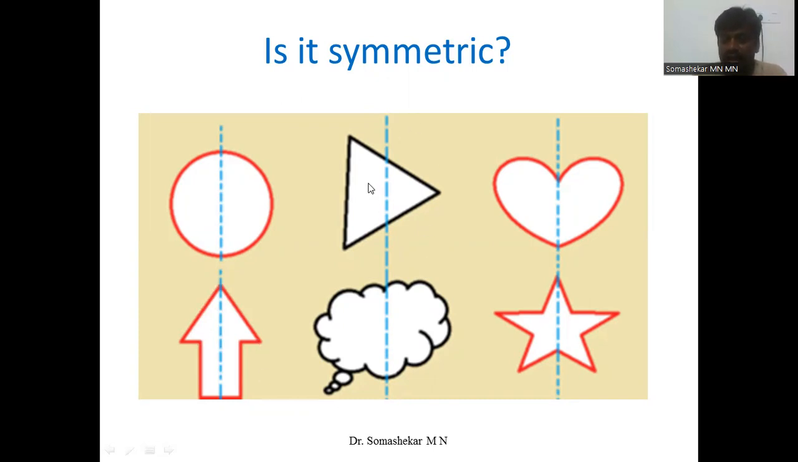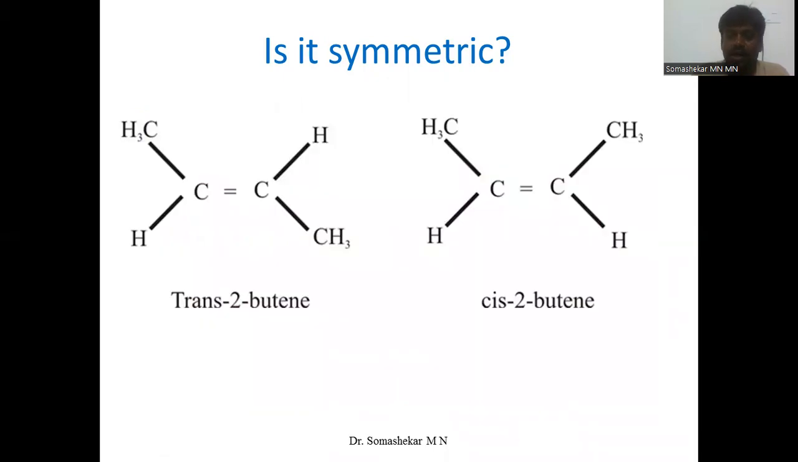Here, this is a triangle. If you cut in this way, you won't find any symmetric nature. Same way, in this image, if you cut like this, you won't find any symmetry. A love symbol, if you cut in this way, vertically, you will find a symmetric nature. Same way, a star mark is also symmetric if you cut it into two equal halves.